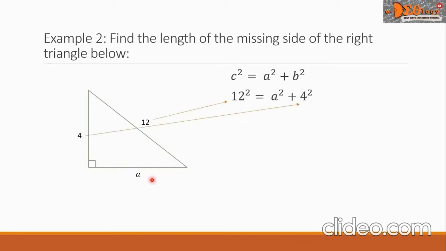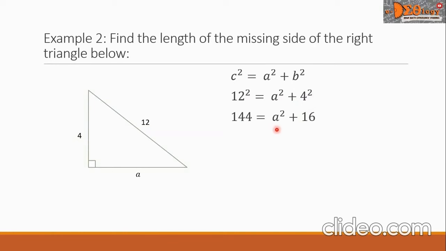Substituting now the values, c squared is now 12 squared, that is the hypotenuse squared, equals a squared, that is the missing side, plus b squared, which is now 4 squared. Then we will simplify further. 12 squared is 144 equals a squared plus 4 squared is 16.